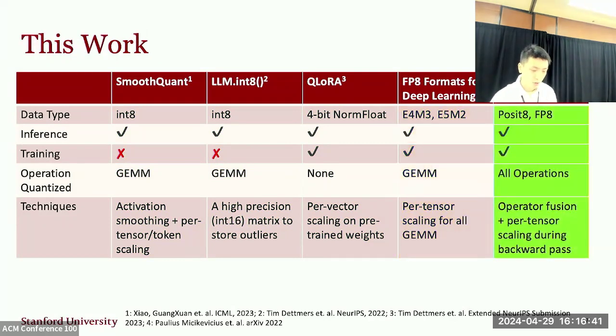So in this work, we perform an in-depth analysis of two data types, POSIT-8 and FP8. We support both inference and training, and we quantize all transformer operations. Also, we use operator fusion for inference and parameter scaling for the backward pass.